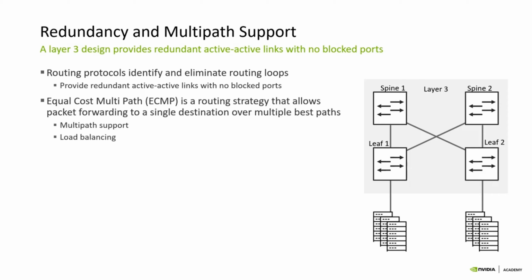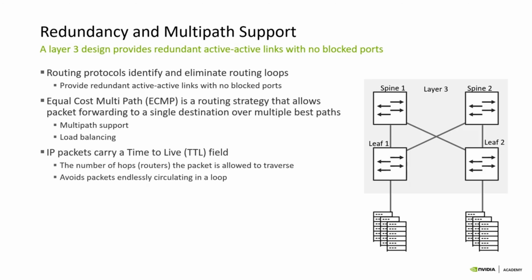In addition to that, IP packets carry a time to live, or TTL, field that is used to avoid packets endlessly circulating in a loop. If an IP packet ends up in a routing loop, it can traverse 255 hops, or routers, at most, before it is discarded.